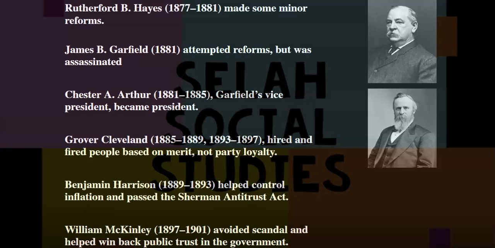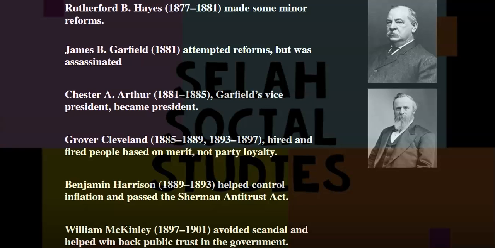After 3 failed presidential terms, Democrat Grover Cleveland was elected into office. Cleveland was the only president in history to serve 2 non-consecutive terms, serving from 1885 to 1889 and again in 1893 to 1897. Cleveland worked diligently to hire and terminate employees based on merit and experience and not party loyalty.